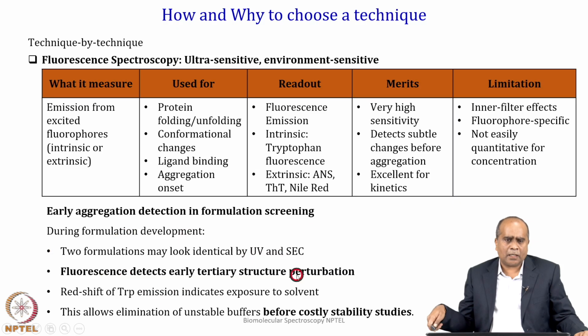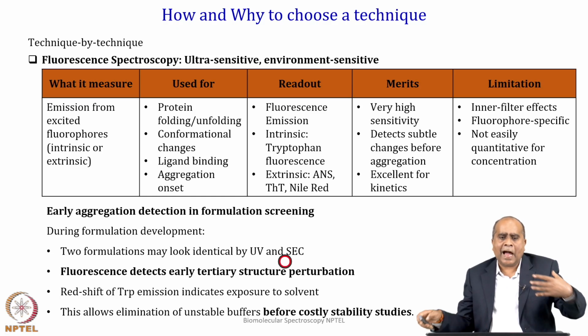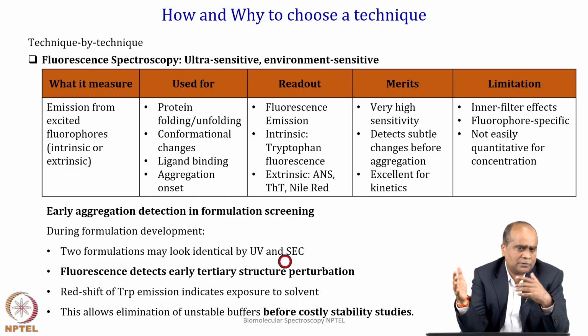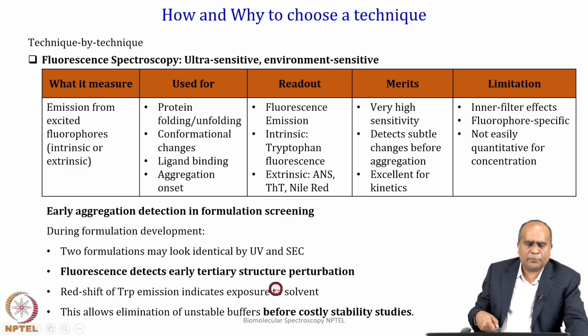Now, fluorescence can detect early tertiary structure perturbation. Suppose, for discussion, you are working in a Tris buffer or HEPES buffer. Are these two buffers changing the structure of a protein? How do you know, right? Fluorescence can tell you if the tertiary structure is changing. You can see the red shift of tryptophan emission indicates exposure to the solvent, and this technique allows you to eliminate the unstable buffer before a costly stability study. So, early on in your development for drug product, fluorescence can be used to look at what formulation buffer should be used.